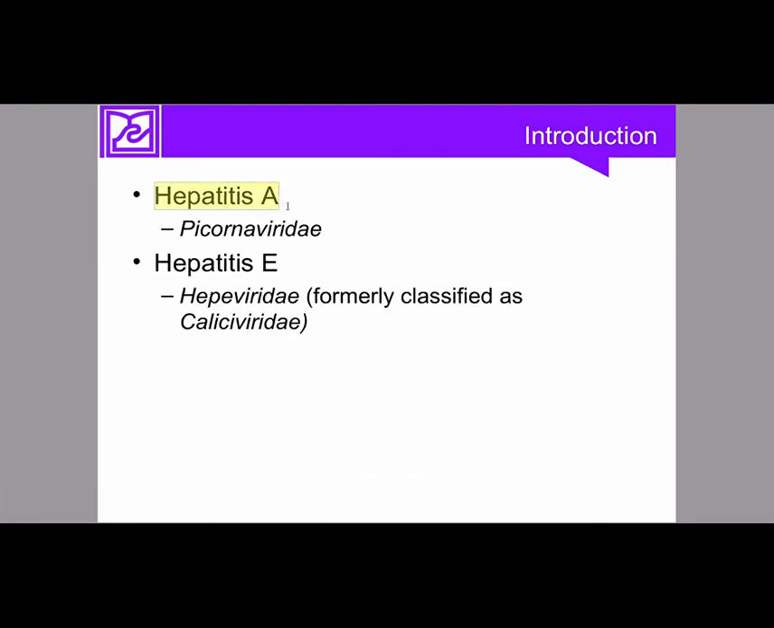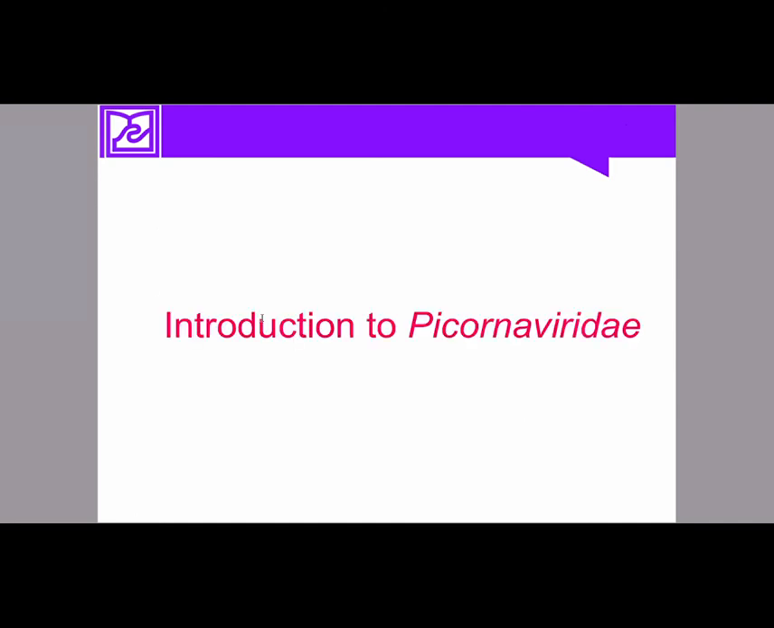Hepatitis A virus belongs to the family Picornaviridae. Hepatitis E virus belongs to the family Hepeviridae. If you read old textbooks of microbiology, they say that hepatitis E belongs to the family Caliciviridae. Currently, the family of hepatitis E virus is Hepeviridae, it has been changed, okay? But you can still find Caliciviridae in many textbooks.